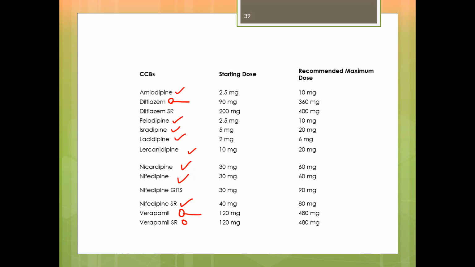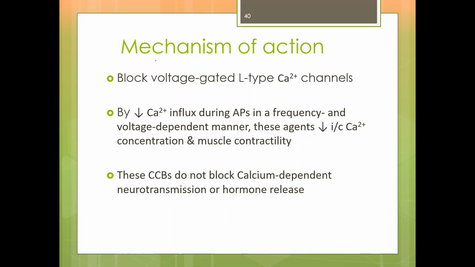So verapamil, diltiazem, verapamil slow release, these are all used. These are basically cardiovascular drugs, mainly. So the mechanism of action of calcium channel blockers: they block voltage-gated L-type calcium channels. Okay, they block the voltage-gated L-type calcium channels.